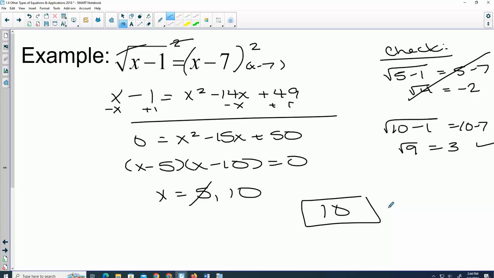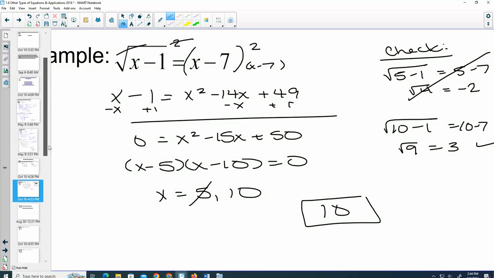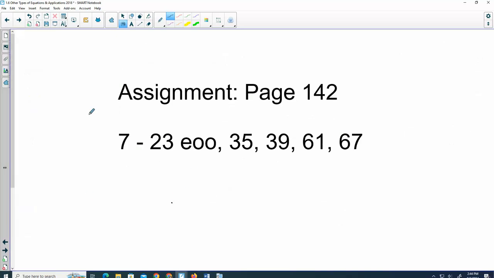It's possible that you get two answers and they both work. It's possible you get two answers and neither one works. So you have to make sure that you are checking. Questions here? Let's go ahead and stop there for today. So these problems, I am going to add to this probably tomorrow. We're not done with the section yet.